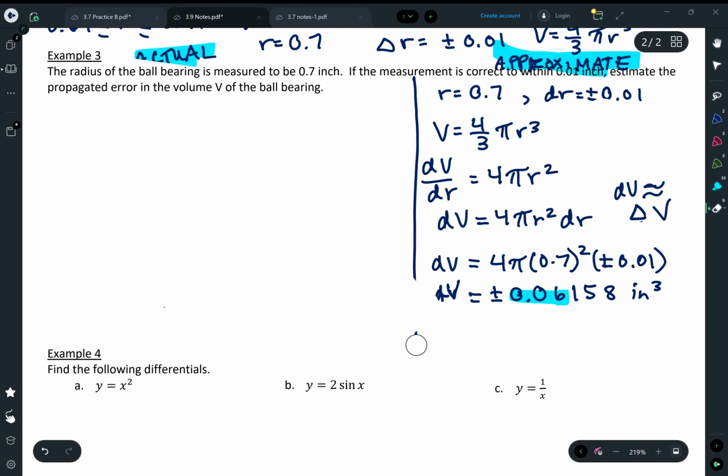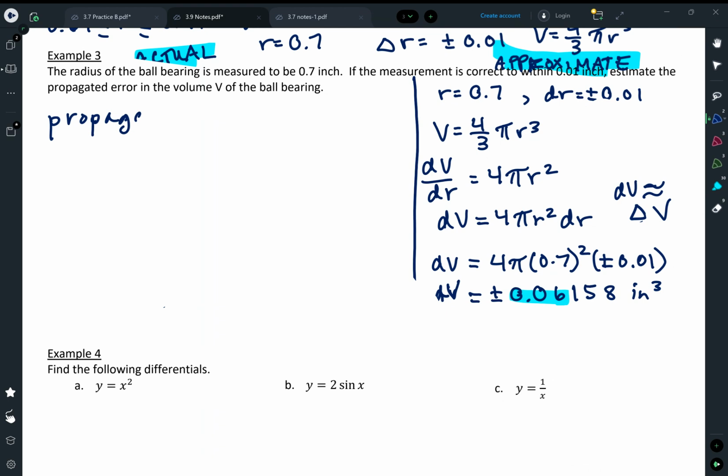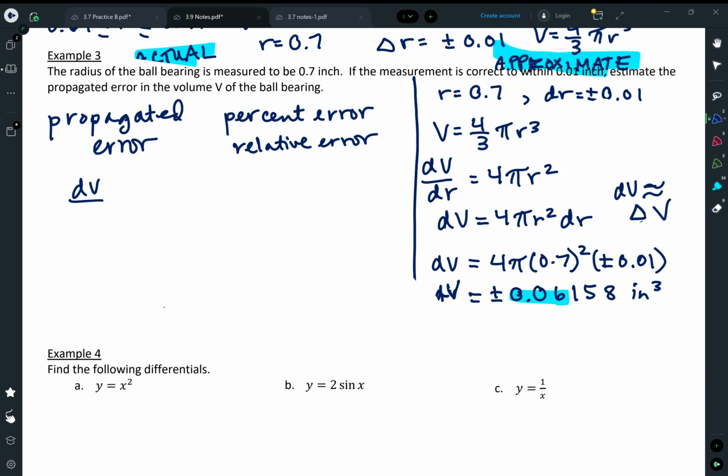It took me a lot of erasing here. So when we talk about propagated error, okay, let me go ahead and write that over here. Propagated error. What we're talking about is basically like a percent that we can be off by. It's a percent error. You might also call it a relative error. And basically what that is, it's going to be dV divided by V and then turned into a percent.